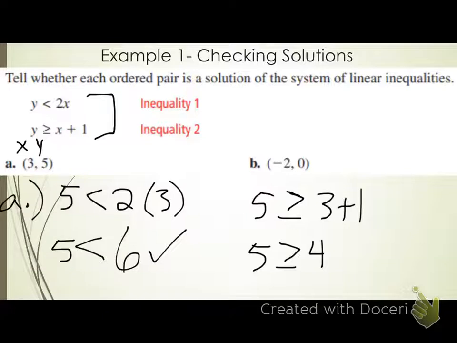It's either got to be greater than or it's got to be equal to. So since 5 is greater than 4, 5 is greater than or equal to 4. So that's a true statement. Checks out for both of them.